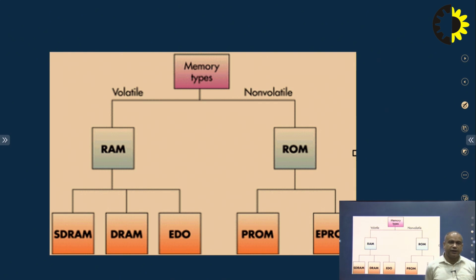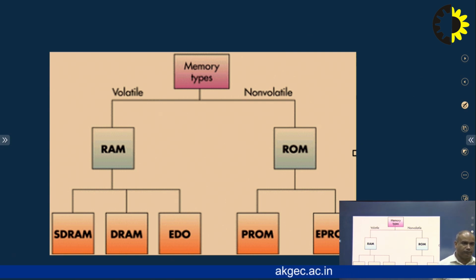So we categorize memory into two parts. One is volatile and the second is non-volatile. In volatile we talk about RAM, in non-volatile that is ROM. In RAM that is SRAM, DRAM or EDO. If I talk about ROM, that is programmable ROM or electronically programmable ROM, PROM or EPROM.